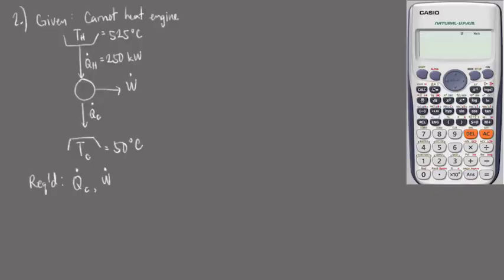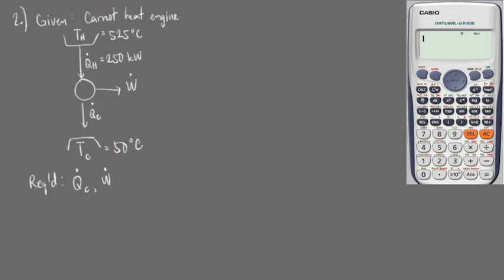If you take a look at the diagram, this is different from our previous example. We are taking energy from the high temperature reservoir and processing it to become work and heat rejection to the cold reservoir. The temperatures of the cold and hot reservoirs are given, as well as the rate of heat absorption from the hot reservoir, that is 250 kilowatts.